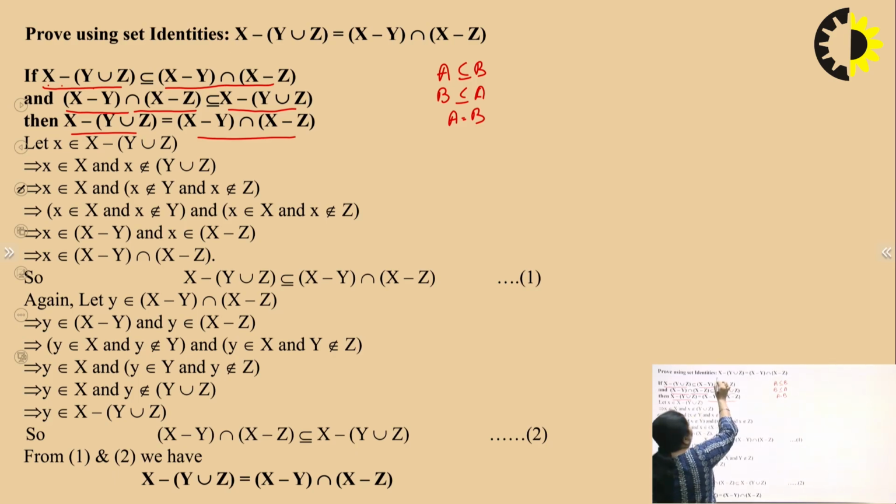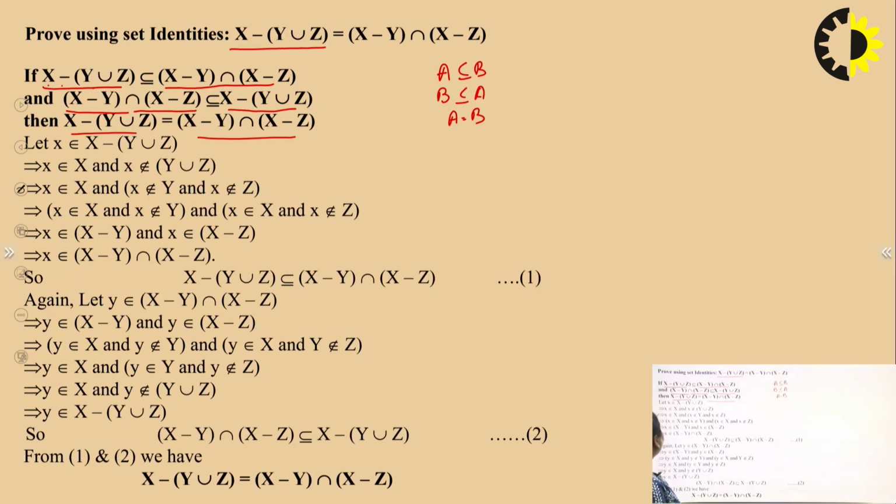What we have taken, X minus (Y union Z). Let x belong to X minus (Y union Z). So we have written, for minus we have put and here. x belongs to X and x does not belong to Y union Z, because minus is here. So x does not belong to Y union Z.